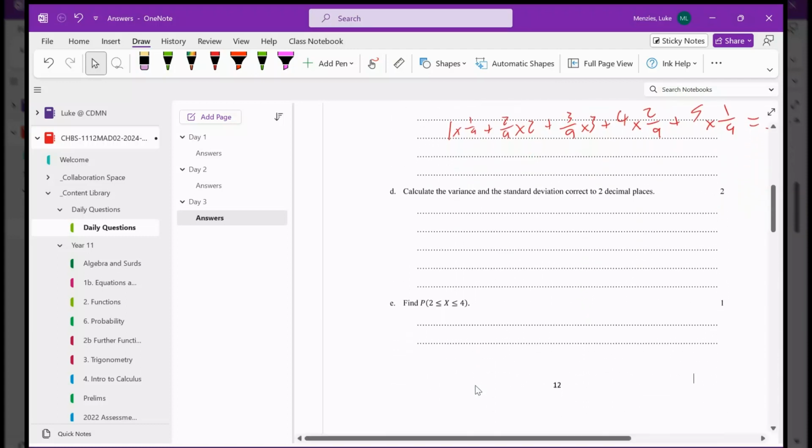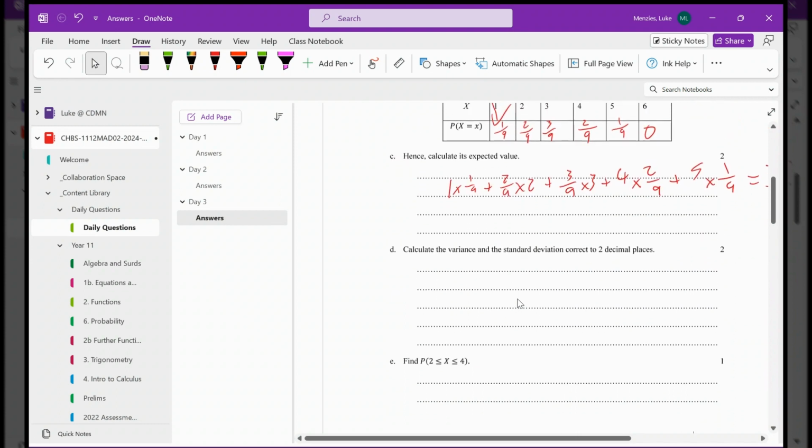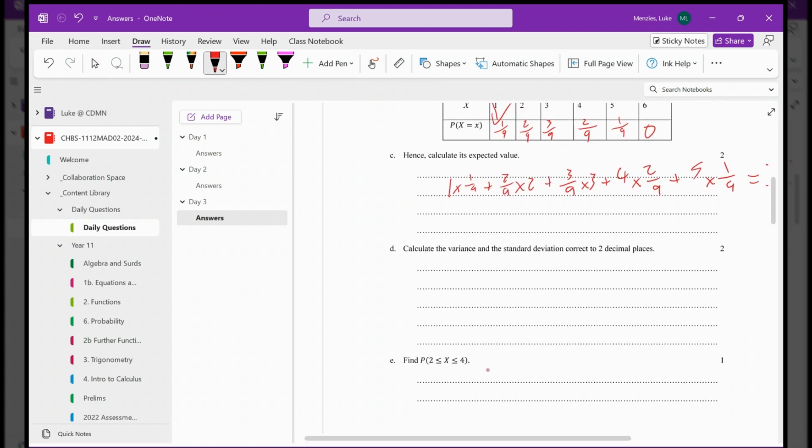We'll get going again. So find the probability between 2 and 4. We literally just go up to our table from before. We're going to say 2 over 9 plus 3 over 9 plus 2 over 9, because we want to find the probability between 2 and 4 inclusive. So add those up and you get 7 over 9. Nice.